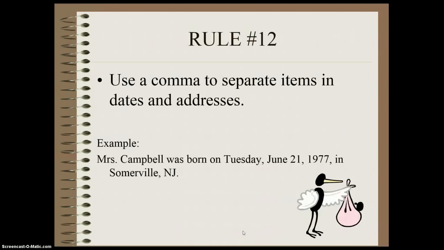Rule 12. Okay, this is easy. We know that June 21st, 1977, you put a comma in between the date and the year. Okay, you also know that you put a comma in between the city and the state. However, what you probably don't know is that if you continue a sentence after the year, you have to put a comma after it. Okay, no matter what, put a comma after the whole entire date to separate it from the sentence. Same thing if I wanted to continue my sentence after New Jersey, you would put a comma after New Jersey. So that is something that most students get wrong, so make sure you commit that to memory.